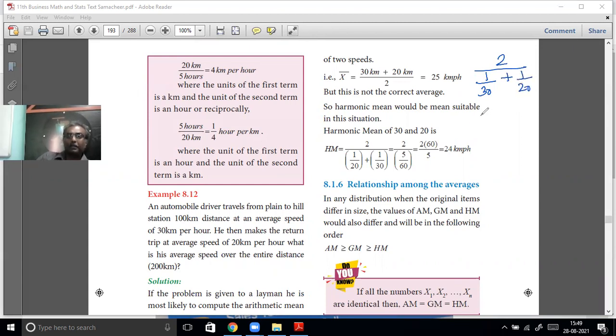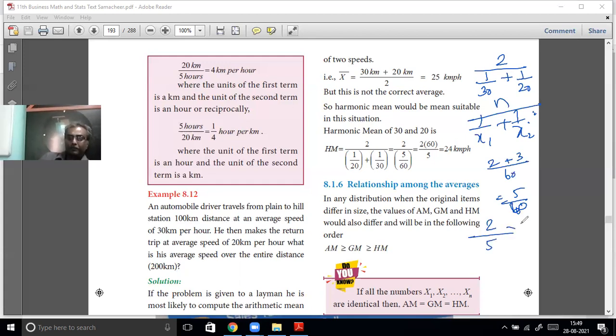The harmonic mean is n divided by 1 by x1 plus 1 by x2 plus up to 1 by xn. Like that you have to do. Taking 60 as the common denominator, here you get 3, here you get 2, that means 5 by 60. So 2 divided by 5 by 60 is 120 by 5, which is equal to 24.